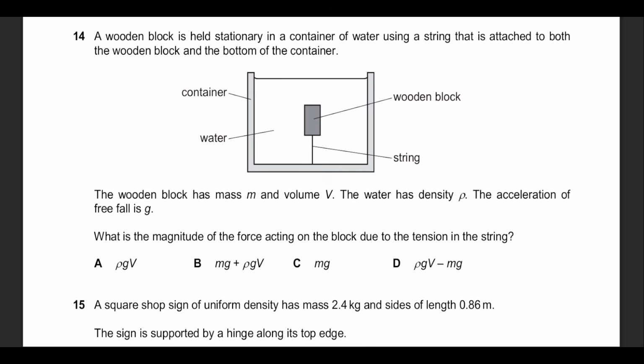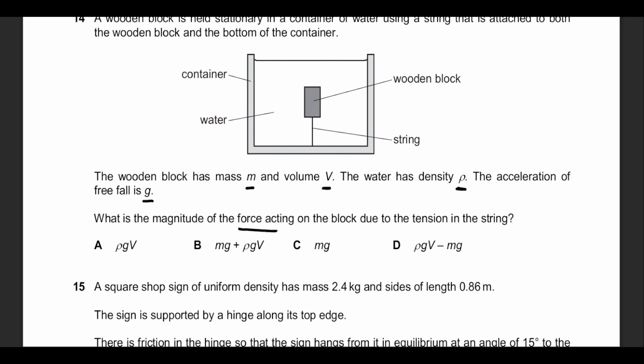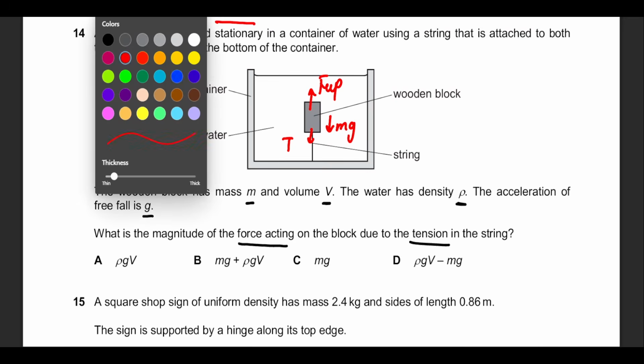Here, question number 14 suggests that a block is held stationary in water, and this seems to be a case of upthrust, because it's water. The wooden block has a small mass m, volume v, the density of the water is rho, and the acceleration of free fall is g. It asks, what is the force acting on the block due to the tension in the spring? You see, let's find all the forces and where they are acting. So mg should be downwards, the tension should be downwards, and then there should be an upthrust F up because of rho g V. Since the object is held stationary, all the forces are in equilibrium.